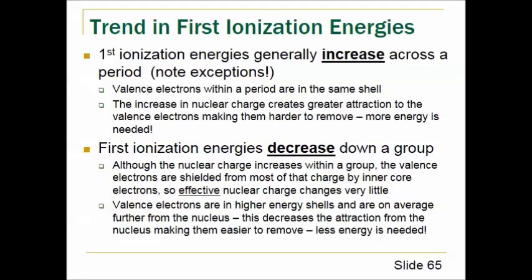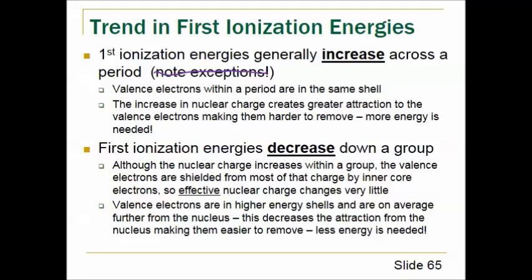So again, pause the video as you need to write down the notes. So the trend, as we saw when you go across the period, was to increase. Now, if this was AP chemistry, we would focus on exceptions, those little blips. We're not going to do that in grade 12 chemistry. Now, why would you see an increase in first ionization energy across a period?